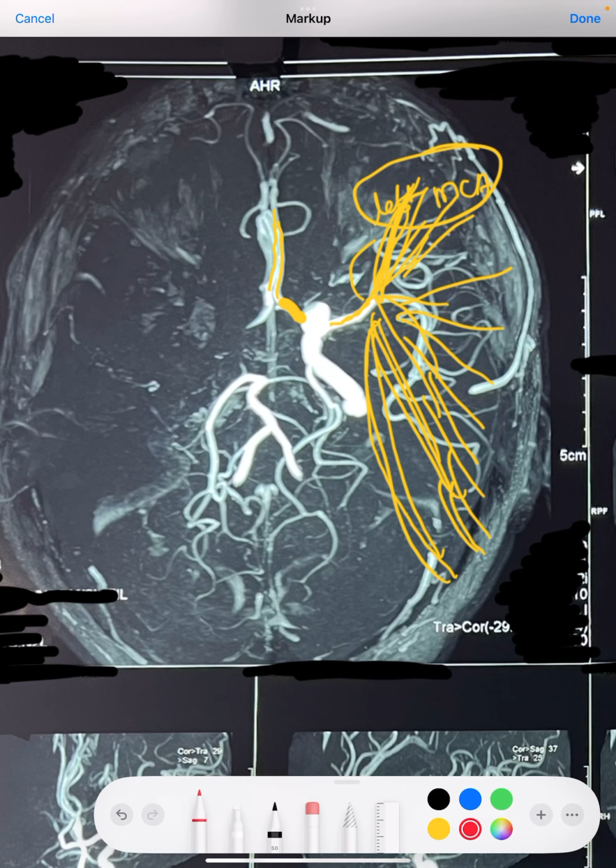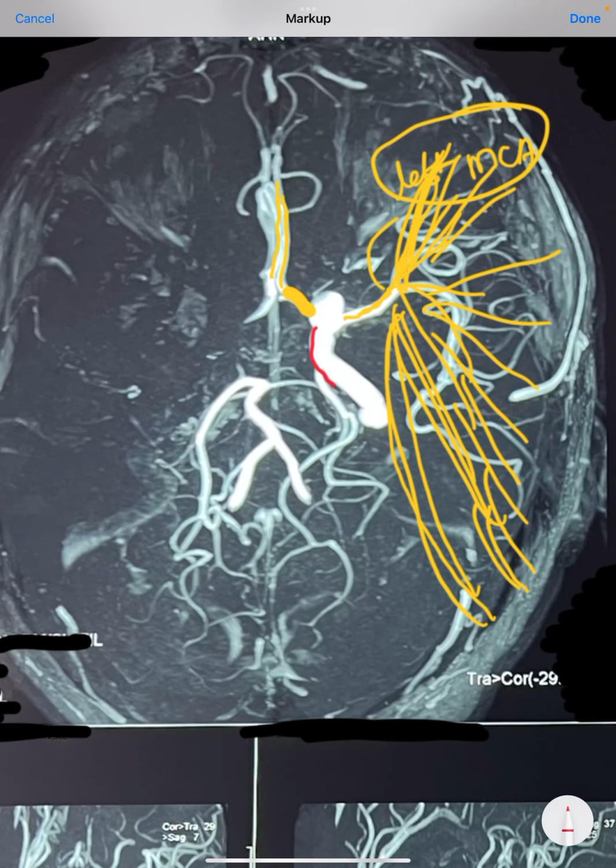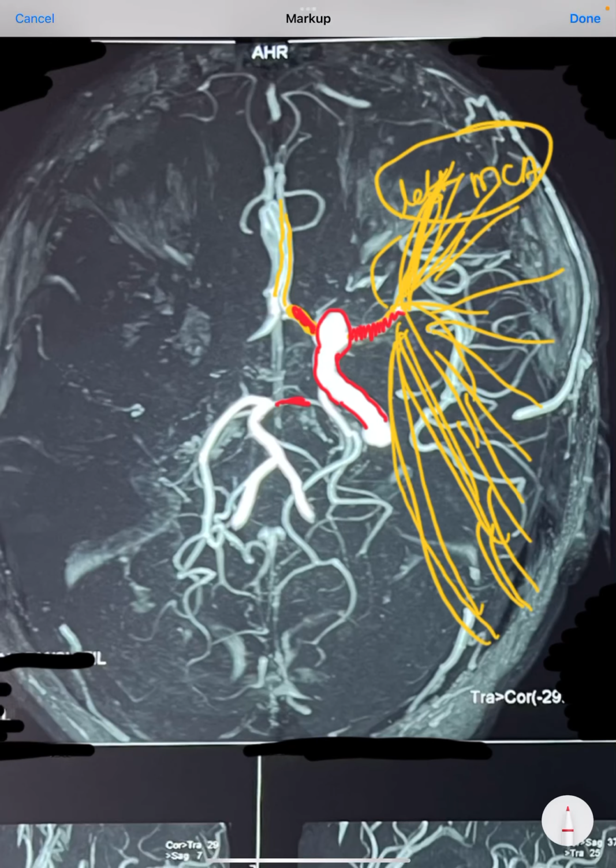We must know that this is the largest artery which we can see. This is the internal carotid artery, and this internal carotid artery gives off the anterior cerebral artery and the posterior communicating artery. Now this posterior communicating artery basically connects to the PCA. So the middle cerebral artery and anterior cerebral artery are the main branches given off by the internal carotid artery.